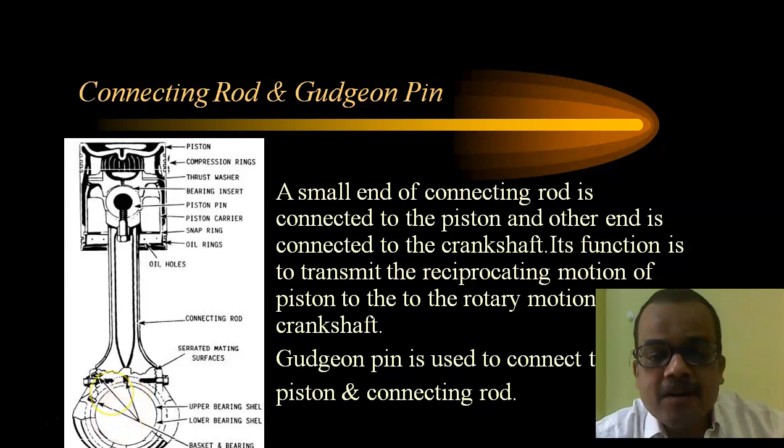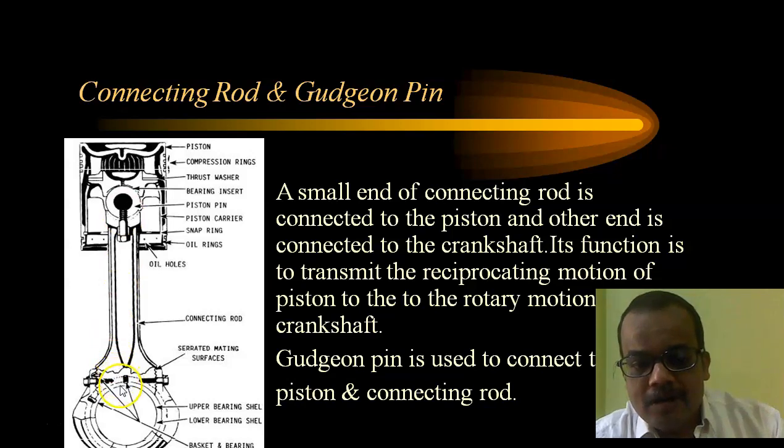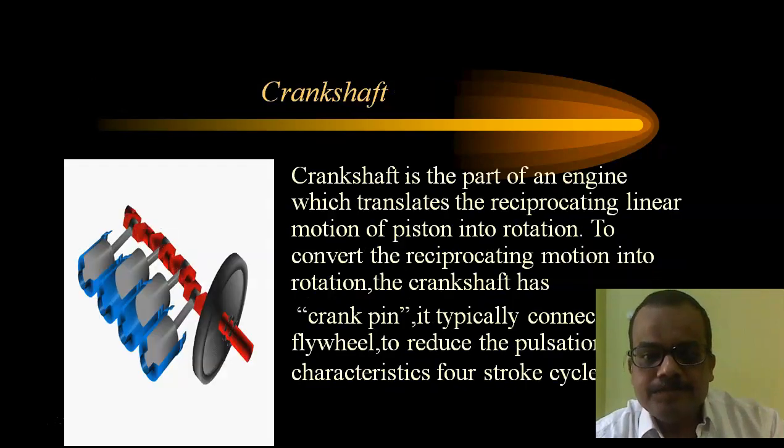The function of a con rod is to convert the rotary motion of the crankshaft into the reciprocating motion of the piston, or vice versa. So it can convert the rotary motion of the crank into the reciprocating motion of the piston, or the reciprocating motion of the piston into the rotary motion of the crank. That is the function of a connecting rod.